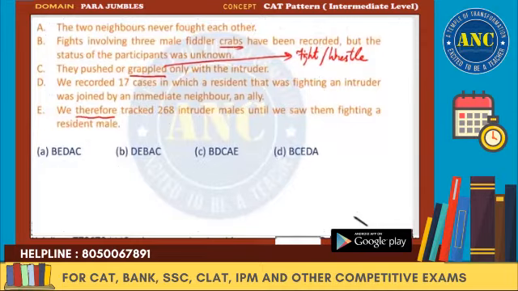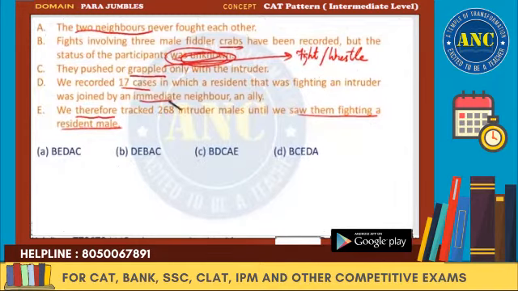Because though they recorded male fiddler crabs fights, the status was unknown. The status was not known for them. That is why they tracked 268 males until they saw them fighting a resident male. Out of these 268, they recorded 17 cases in which a resident that was fighting an intruder was joined by an immediate neighbor and ally. The two neighbors is again referring to this.